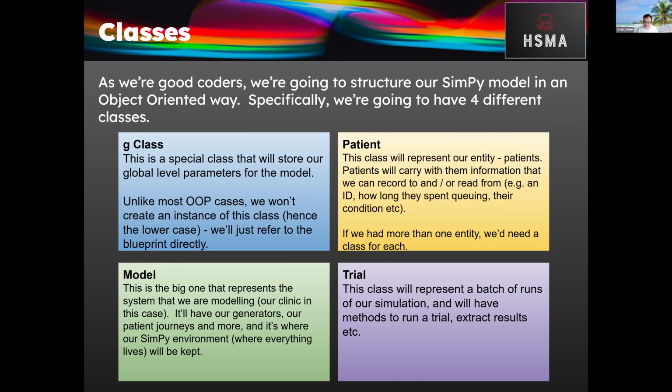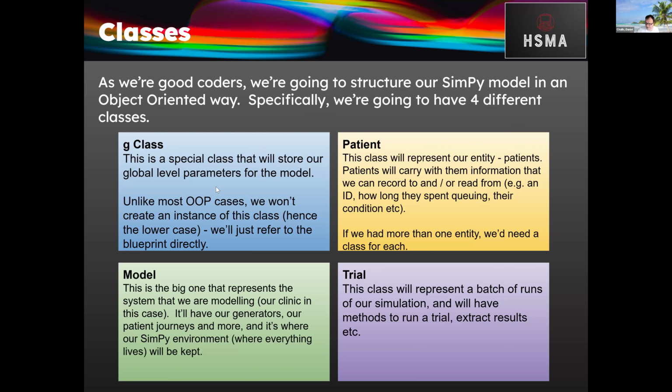The first thing to say, and there are different ways of doing this, but this is the way that I'm teaching, and the way I use when I'm developing SimPy models. We're going to structure it in an object-oriented way, by having four different types of classes. We may have more than four classes, as we'll come on to, but we'll have four classes for this simple model that we're developing here. So the four classes are as follows.